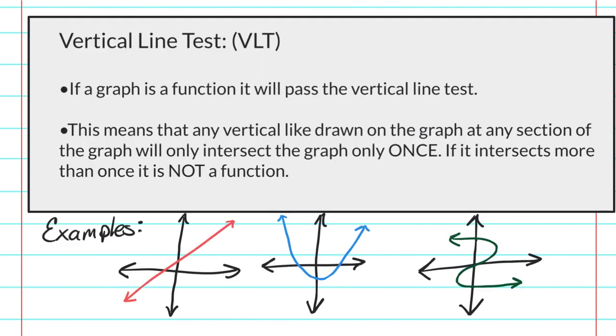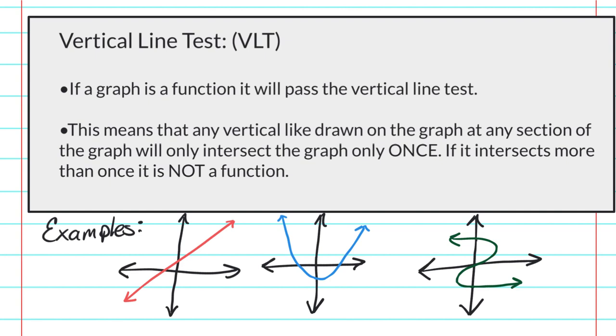Okay, a way to look at a graph to find out if the graph is a function: you have the vertical line test, and it's kind of just like it sounds. It is a vertical line test. So if a graph is a function, it will pass the vertical line test. This means that any vertical line drawn on the graph at any section of the graph will only intersect the graph once. If it intersects more than once, it is not a function.